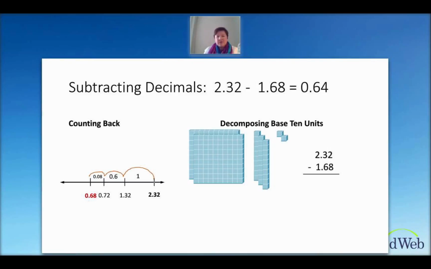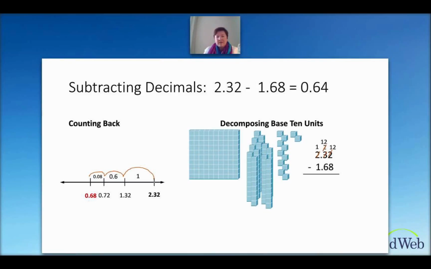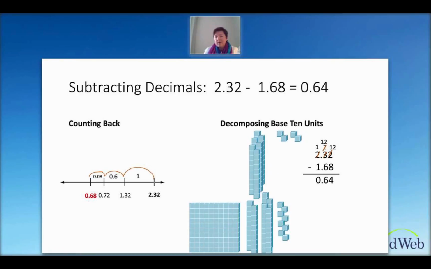So I'm going to rearrange and do some regrouping. I'm going to swap one of those flats, 1 whole, for 10 tenths. It gives me more stuff to move around and take away. I'm going to swap one of those tenths for some hundredths. And now I can subtract from left to right, right to left, whichever way I would like. Take away 1 whole, take away 6 tenths, take away 8 hundredths, and I'm left with 64 hundredths. Regrouping gives you enough that you can take away what you need to take away. That's exactly why we do it.